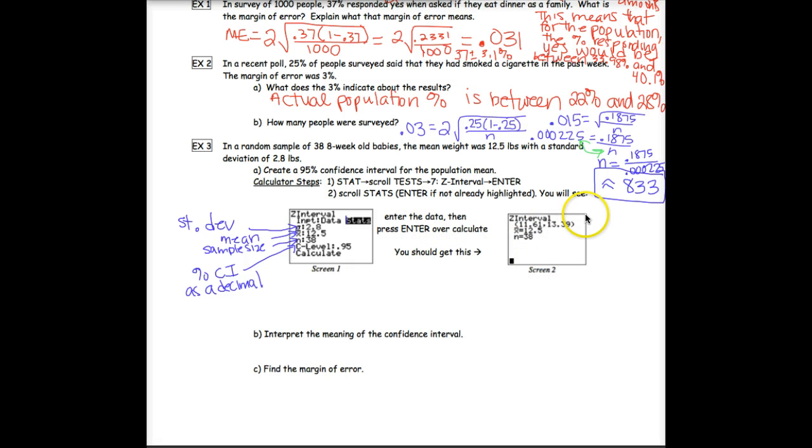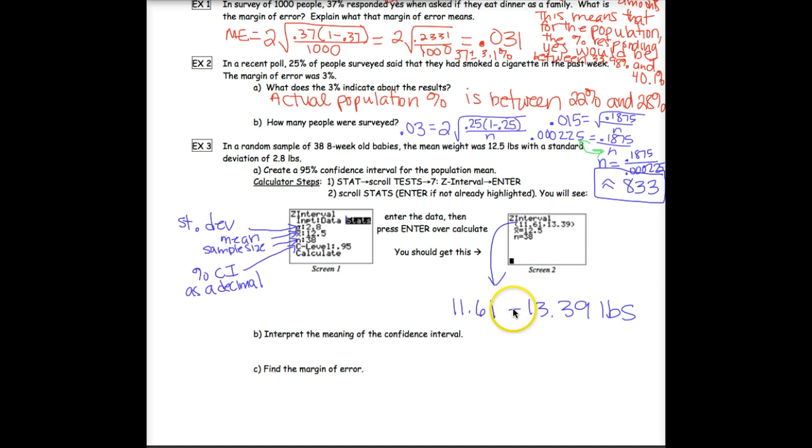When you press that button, you get something that looks like this. It spits back out the mean and the sample size, and it gives you the confidence interval. So the confidence interval here is 11.61 comma 13.39. So what that means is that our confidence interval is from 11.61 to 13.39 pounds.